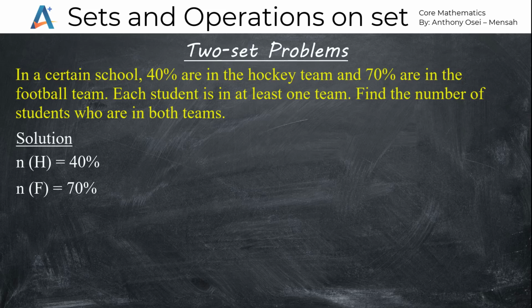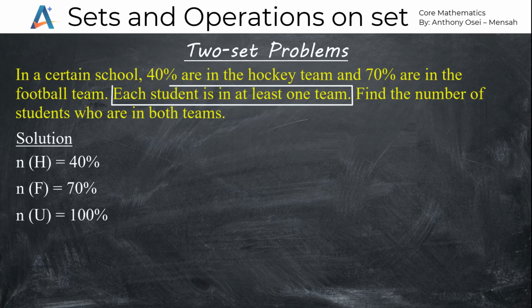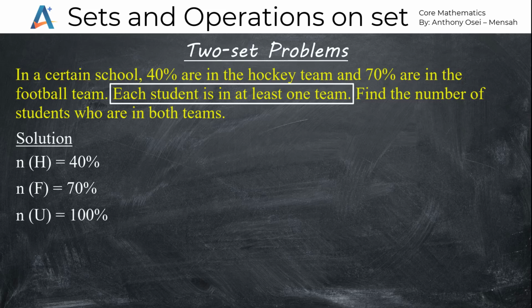And the universal set will be 100%, since percentage is the unit. Now, each student is in at least one of the teams. That means all students are found in some team. It could be hockey or it could be football. So you will never get any student who can say, I am not in any team. So that is the meaning of each student is in at least one team.